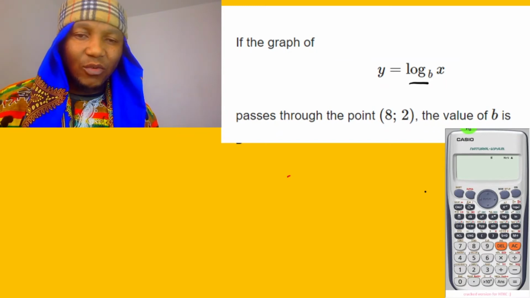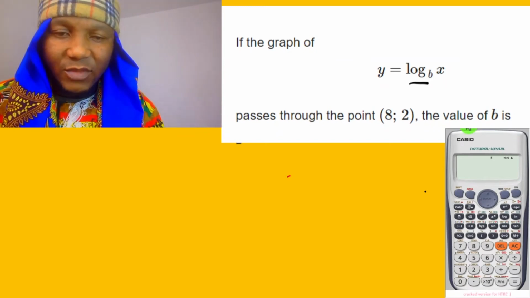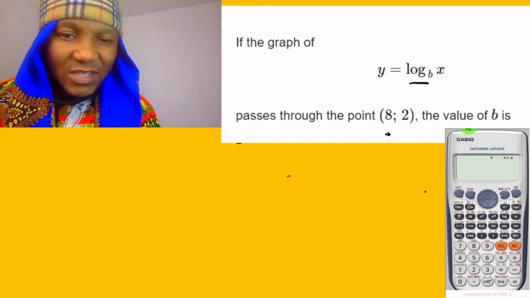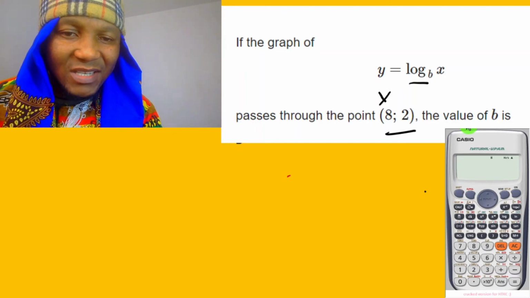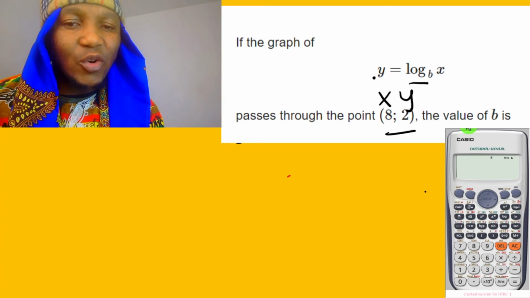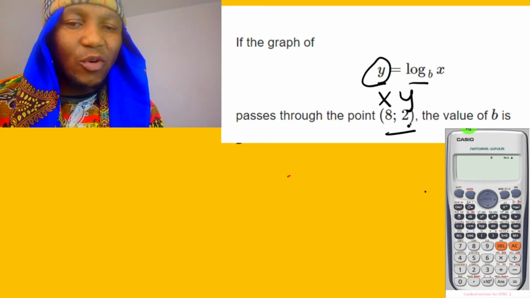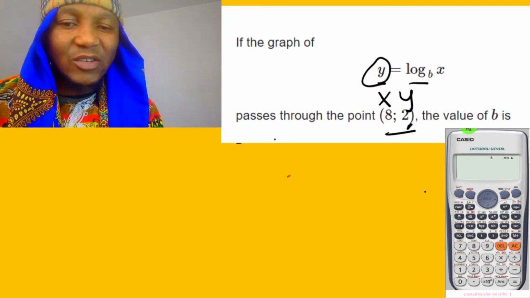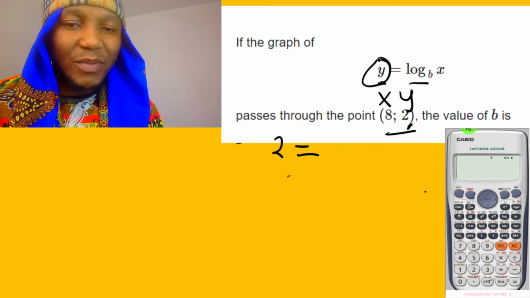So what we can do, we can apply the exponential rule, or let me plug in the value which is given. But whenever you have a coordinate, it means this is x and this is y. Whenever you're given a coordinate, the first one is x, the second is y. So in the position of y, you're going to plug in what? 2. So for that case, that's going to become 2. Equal means you replace this with the value of y.